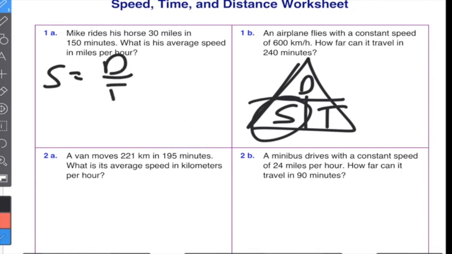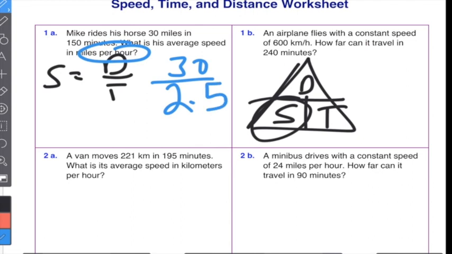In here it says 30 miles, so I've got my distance divided by 150 minutes. The problem with that is our answer needs to be per hour. 150 minutes is not an hour, so you need to convert that into hours. You have to figure out how many 60 minutes are in 150. It's going to be 2 hours, and then you have 30 minutes left over. You need to either make it into a fraction or a decimal. I'm going to do a decimal, and then you can divide that, and that will give you your miles per hour. Make sure you label it correctly.